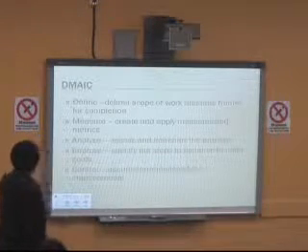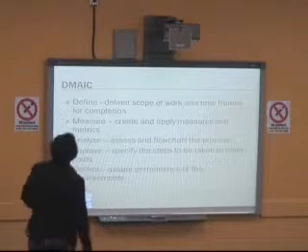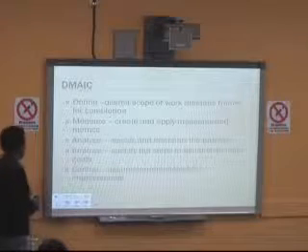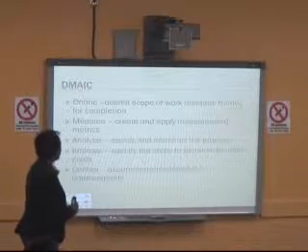So we have another acronym, DMAIC. This one, the D is for define, the M is for measure, the A is analyze, the I is improve, and the C is control.